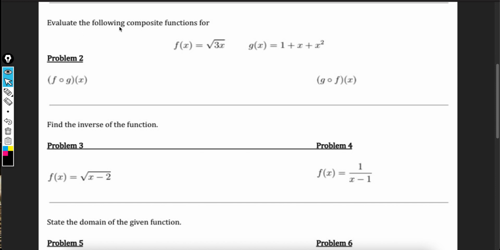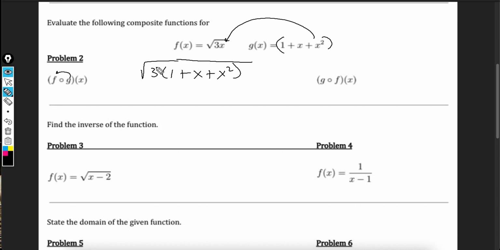Okay, so we're going to evaluate the following composite functions for radical 3x and 1 plus x squared. So, just like we did before, f of g, so g is going into f. So this whole thing is going into that x. We're just going to skip some steps. Probably won't solve it all because it's just basic algebra.